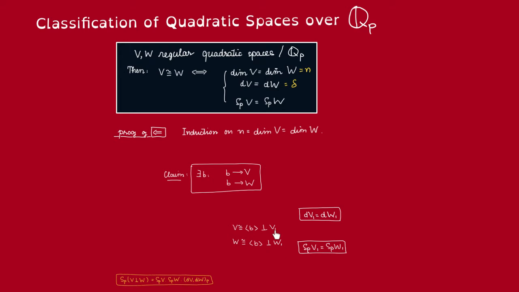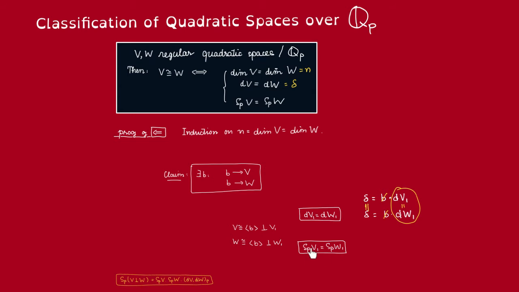Now, of course, they have the same dimension, because V and W have the same dimension. Let's check that they have the same discriminant and the same Hasse invariant. So why do they have the same discriminant? Well, how do you compute the discriminant of V? The discriminant of V is just going to be B multiplied with the discriminant of V1. The discriminant of W is also B multiplied with the discriminant of W1. Because these agree, the discriminant of V1 must be equal to the discriminant of W1.